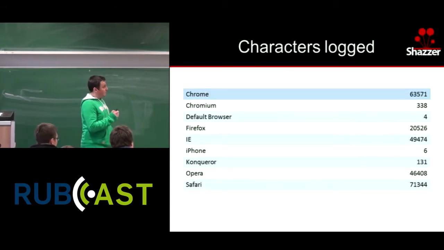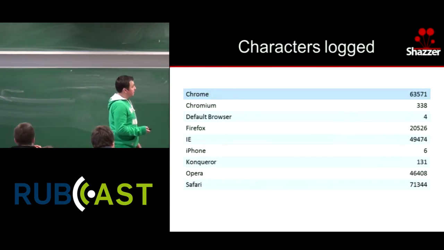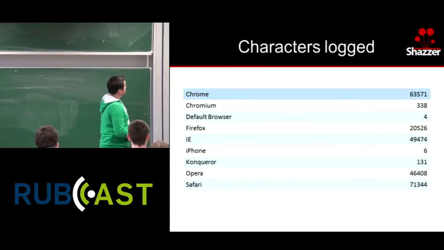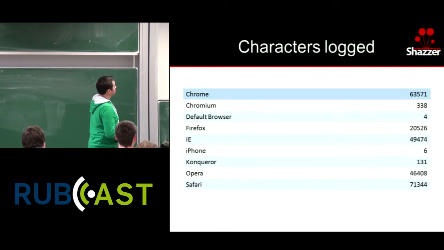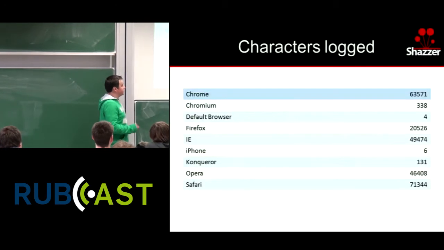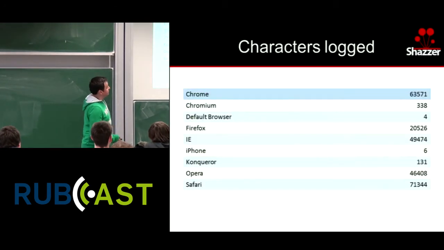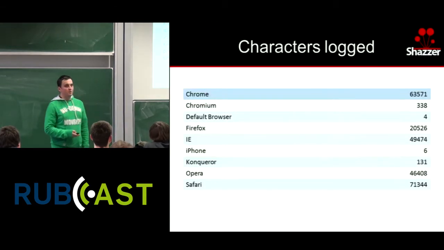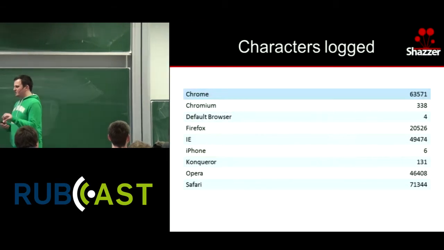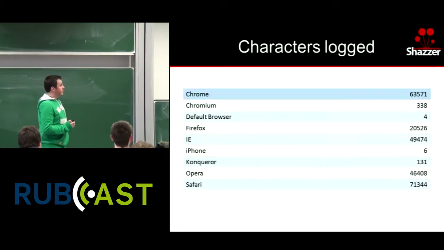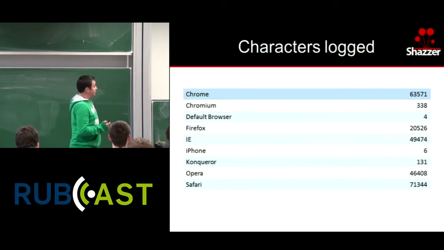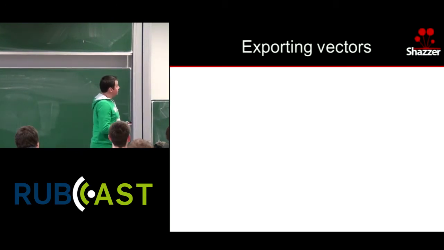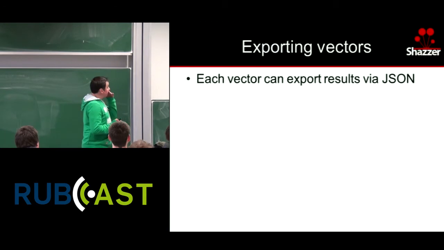So this amount of values in Chrome, where's Chrome? Can't see it. Oh, Chromium, yeah. Oh, top one there. 63,000 characters were logged in Chrome. Firefox, 20,000 characters. IE, 49,000. Safari, 71,000 characters. It might give you an indicator that with Safari, there's something not quite right in a character set, maybe. Yeah, but it can give you useful information like that. This is only the tip of the iceberg.